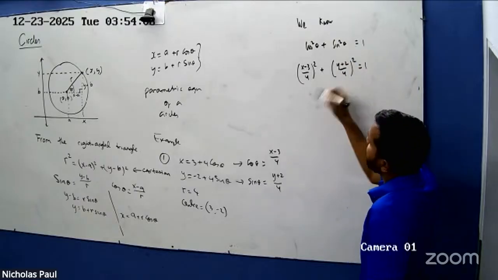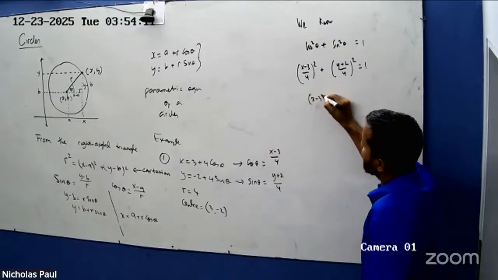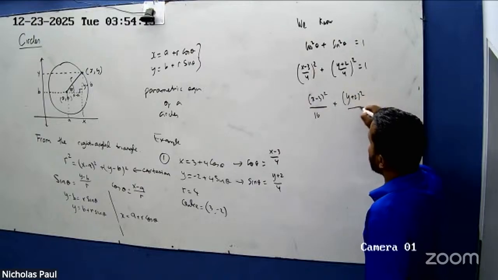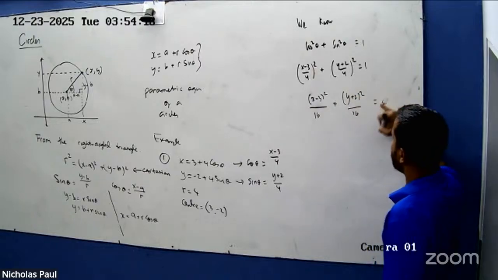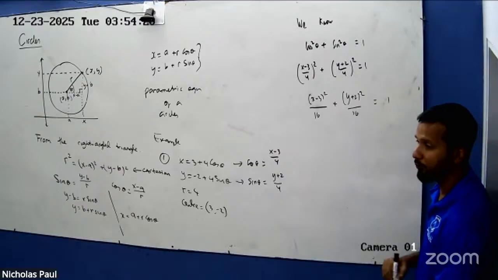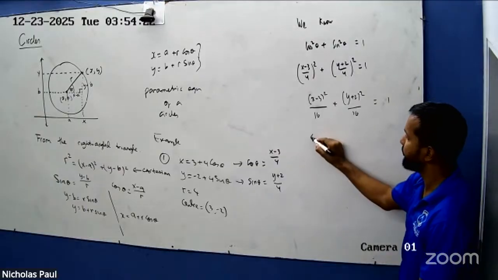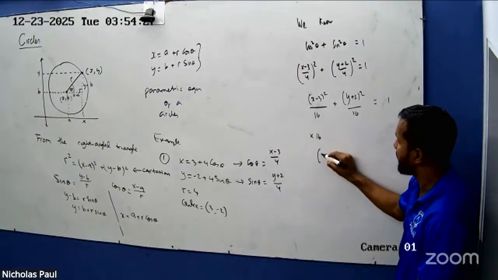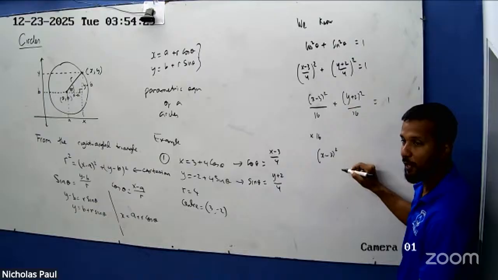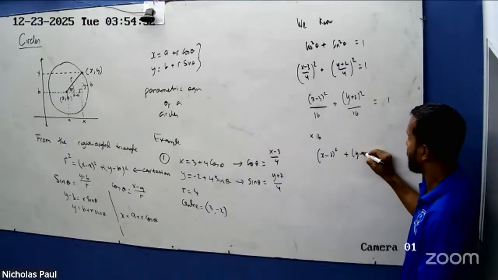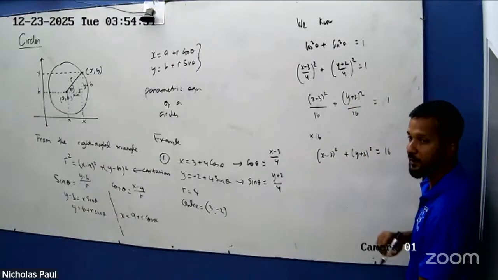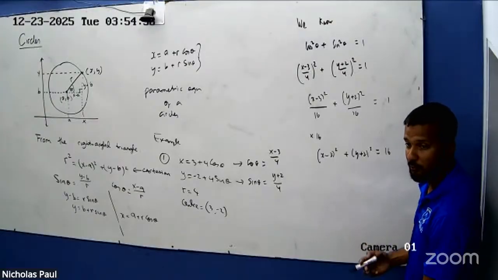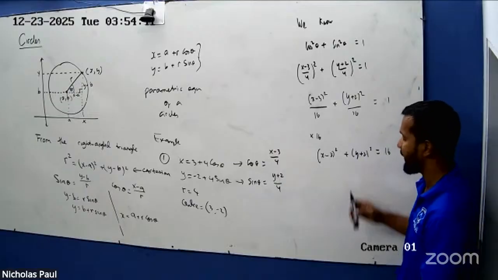And then I could square it out. So I'll get x minus 3 squared over 16, plus y plus 2 squared over 16, is 1. When I reach here, what to do? Multiply everything by 16. x minus 3 squared plus y plus 2 squared is 16. Right? That is the equation of a circle. We have to be able to go from here to here.